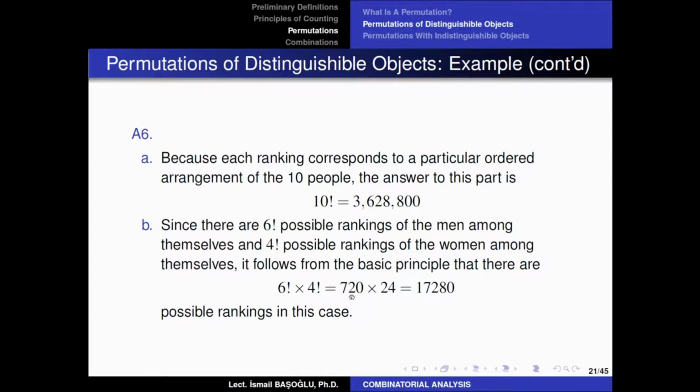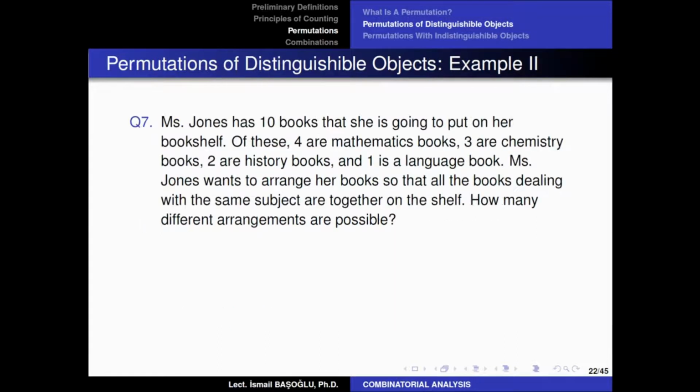So that is going to be 720 for 6 factorial times 24 for 4 factorial, and that is going to be 17,280 possible rankings I can create in this case. Now let's solve another question related to the permutations of distinguishable objects.